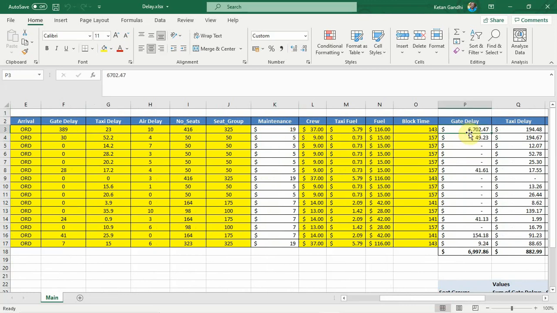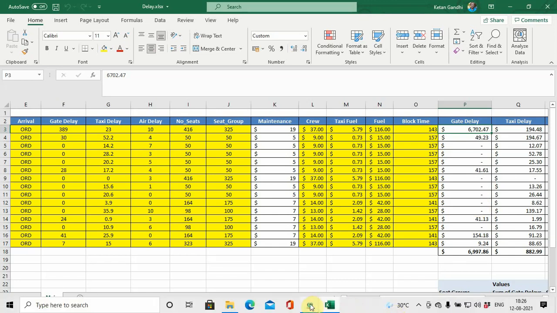Now we'll look at how the gate delay is calculated. Gate delay cost has the other cost that we saw, and what we saw was the crew coefficient and all. The cost is not associated with the gate delay, but it's taken into consideration as other. This is for the gate delay. It's 0.21.